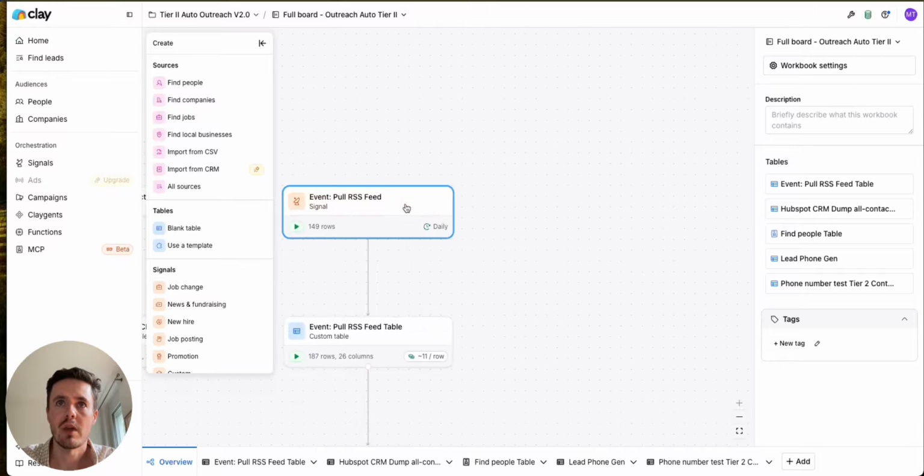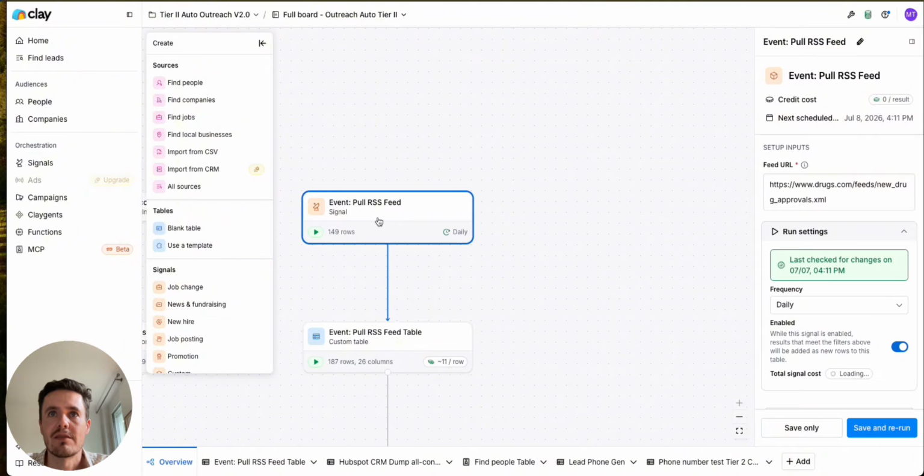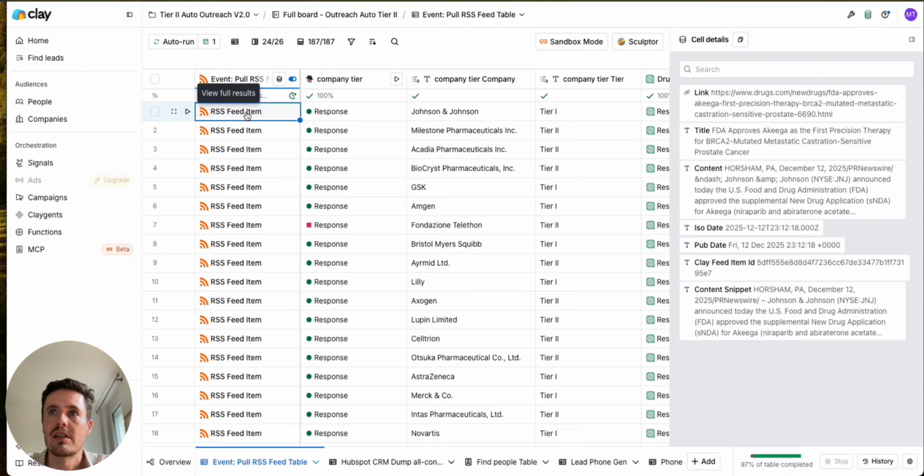Very simple. The first thing I did was find an RSS feed that would capture all of this information. This is a highly regulated market, so all of this data has to be made public. There's very strict regulation they need to comply with. So you can find the latest FDA approvals and all that. So I created this RSS feed table, and here you can see all the different feeds.